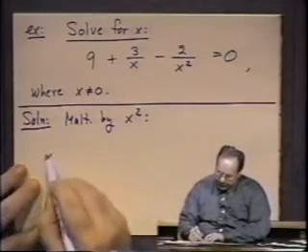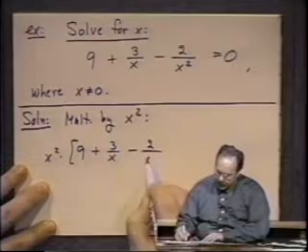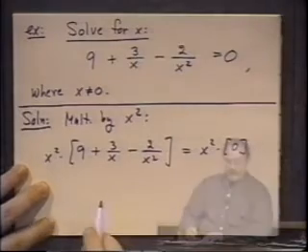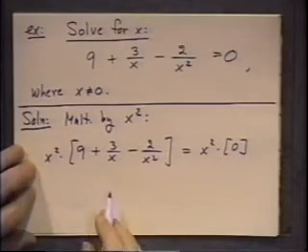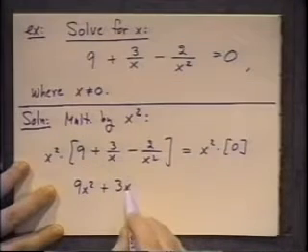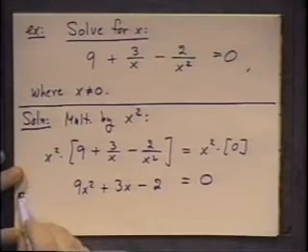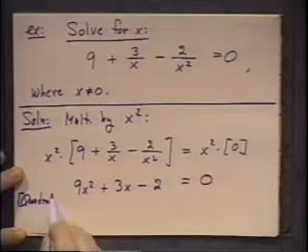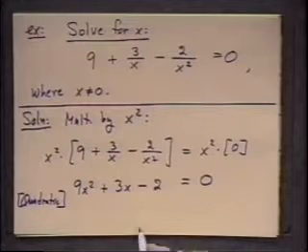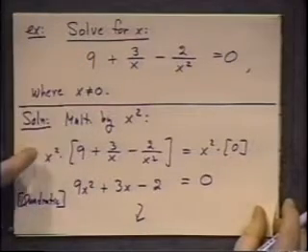So if I do that, I have x squared times 9 plus 3 over x minus 2 over x squared equals x squared times 0. While on the left, it will multiply out the fractions just the way I want it to. I'll have 9x squared plus 3x minus 2. And on the right, of course, I'll have 0. And now, finally, this is quadratic. So now I can use all the information I have about how to solve quadratic equations. So very often a problem that starts out looking non-quadratic will turn out to be quadratic with a little bit of work.